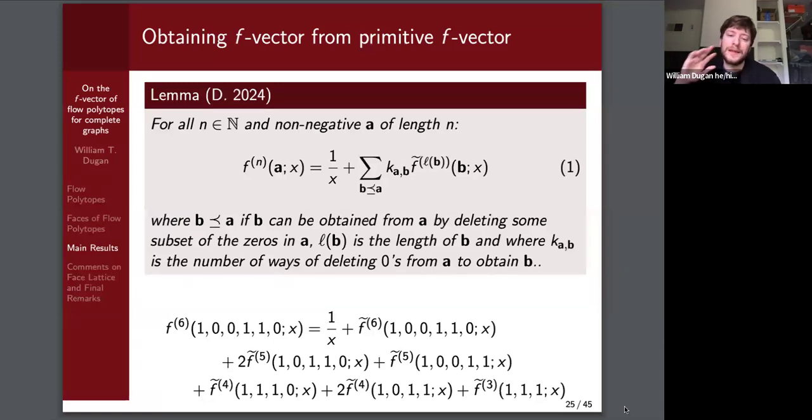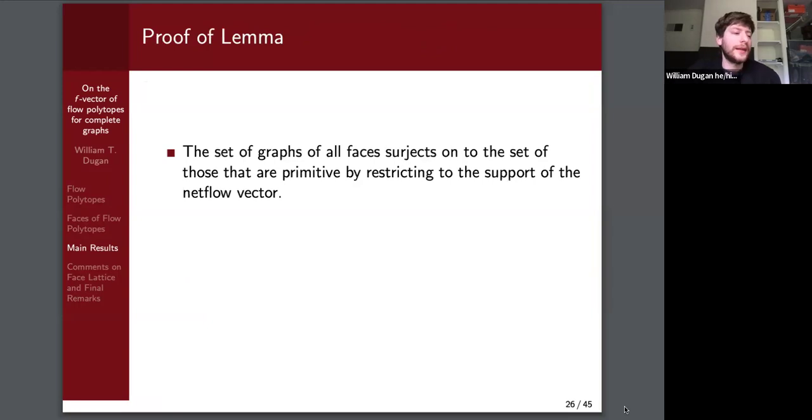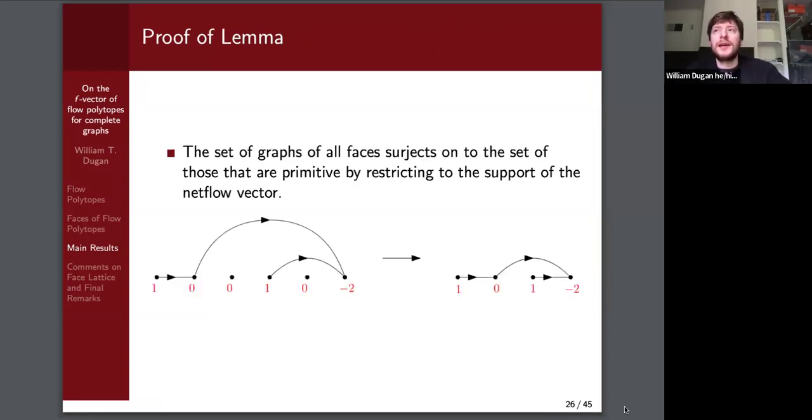Okay, so basically, the moral here is we can completely get the f polynomial as a sum over primitive f polynomials. And then the proof, I'm going to omit it, but an illustration of the proof is: you basically take a graph corresponding to some face that you're interested in, and you just push it down to a primitive graph where you're no longer skipping vertices. That's kind of the idea. I won't say more than that unless people want to hear more later, but that's the idea.